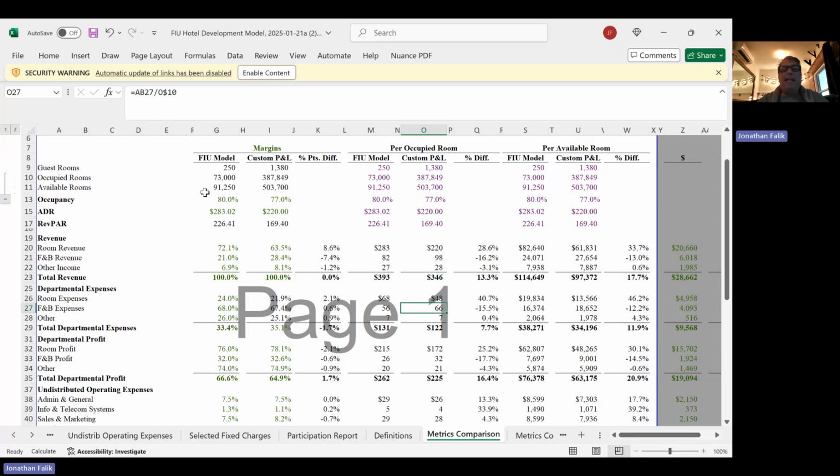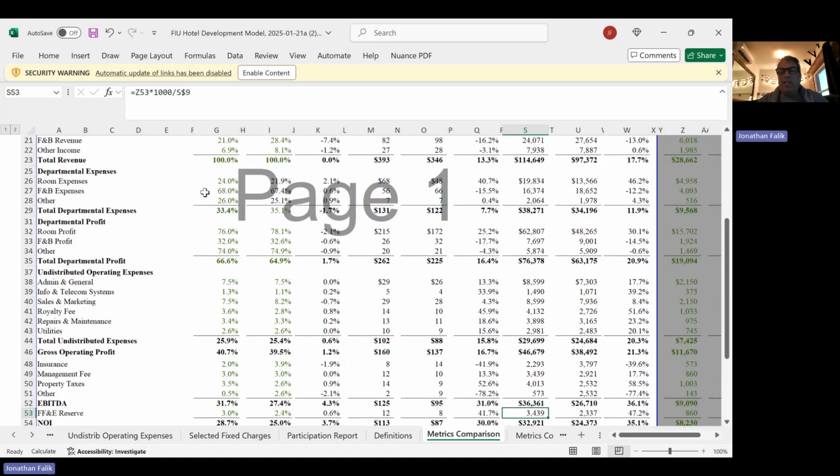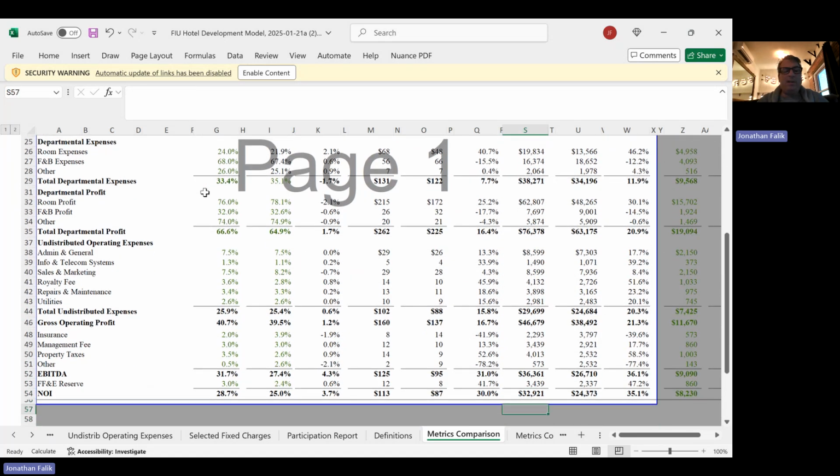So you want to explain the difference in margins, the difference in per occupied rooms, and then on per available room, the only thing you should really explain is the difference, if any, on insurance per available room and property taxes per available room. So this is critical. This is critical to have, because this is the explanation of your projections versus competitors, versus you just creating projections on your own. I would pay a lot of attention to this recording.